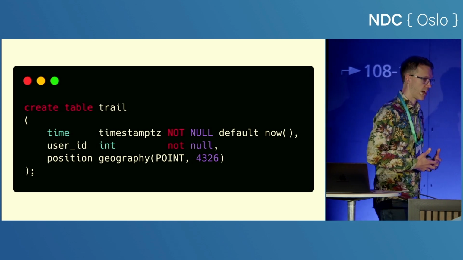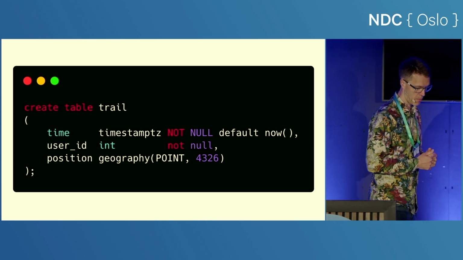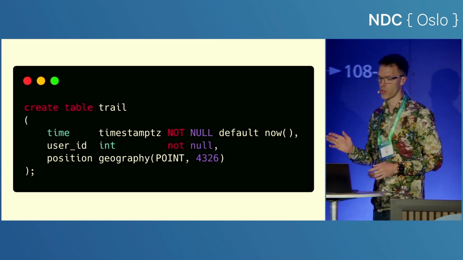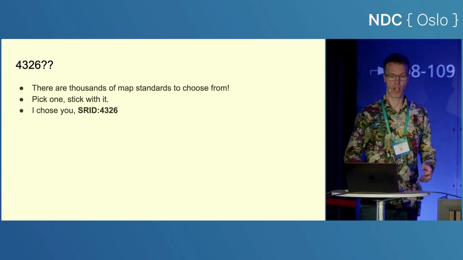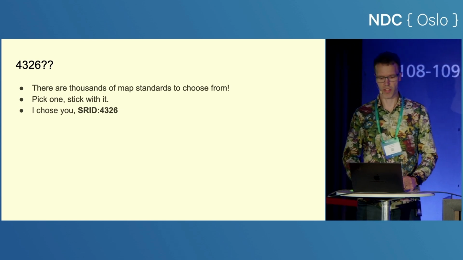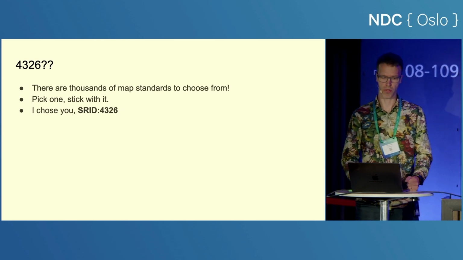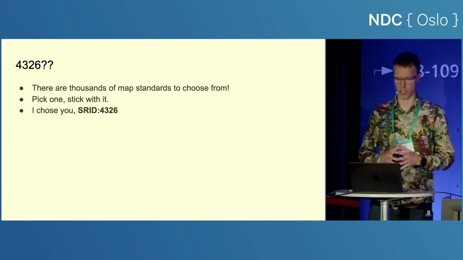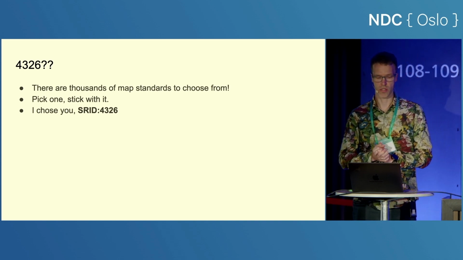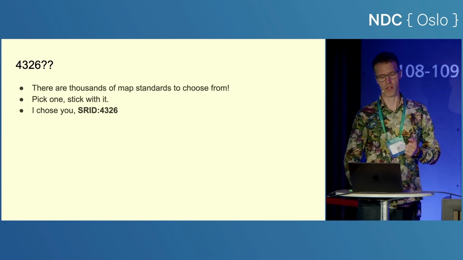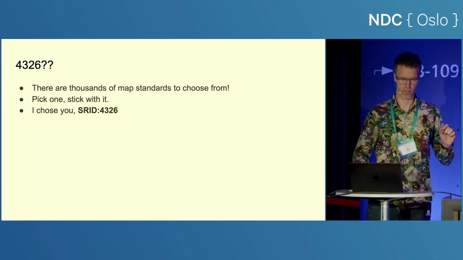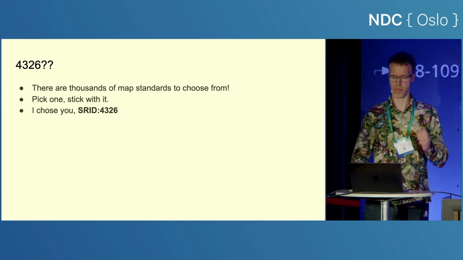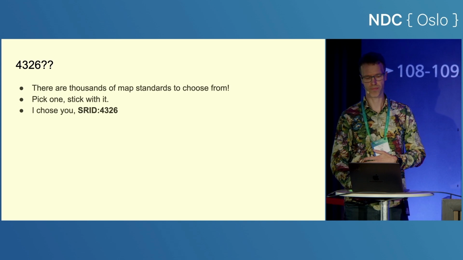So using this, I have now a new type in my database. It's called geography points. And I'm using a coordinate system 4326. 4326 is just one of the 1,000 standards you can choose from. So my strategy is just pick one and stick with it. So I choose you, SRID 4326. This is not the standard that Google Maps is using, but it's the same standard that Kartverket or the mapping services are using in Norway. So that's a good coincidence.